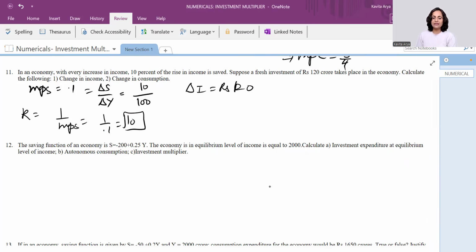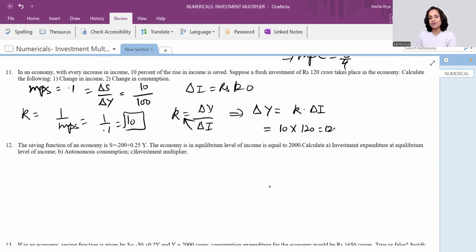So if K is given and delta I is given, we can easily find delta Y. How? Because K is equal to delta Y by delta I. So delta Y is equal to K into delta I, and that's equal to 10 into 120. So the answer is 1200.